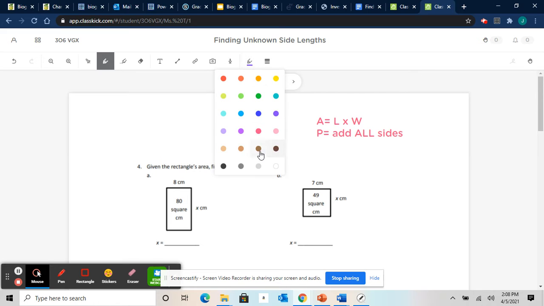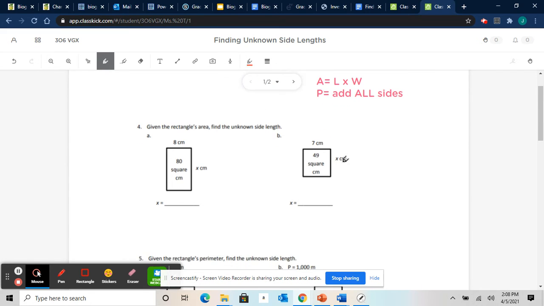Now, it says, given the rectangle's area, find the unknown side length. So the unknown side length is going to be the side that we don't have a number for. Here we have 8 centimeters and X centimeters. So this here is my unknown side. This is what I'm looking for. I want to know 8 times what is going to give me X centimeters.